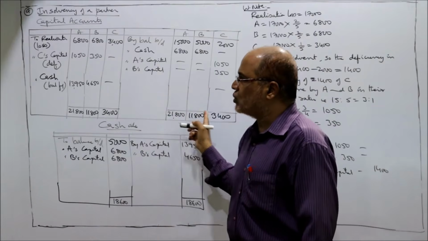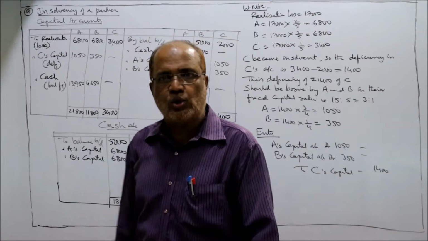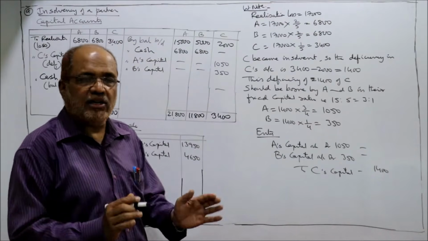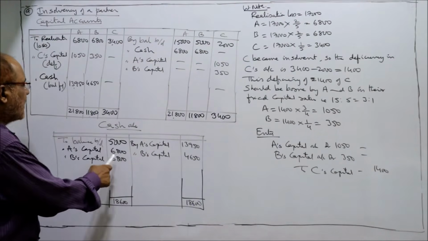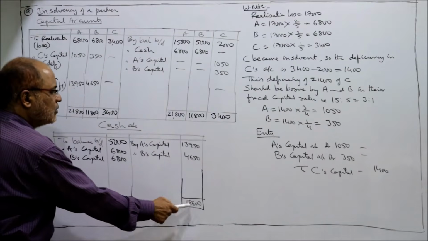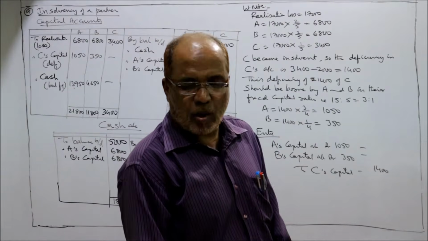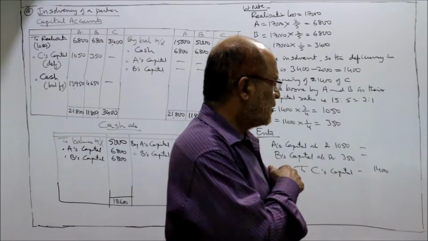Now these accounts are closed. A, B, C तीनों के accounts close हो गए. अब automatically cash account must get closed. तो cash account में debit side if you take the total, you add up this, you will get 18,600. Cash account is also closed. All the accounts are closed.